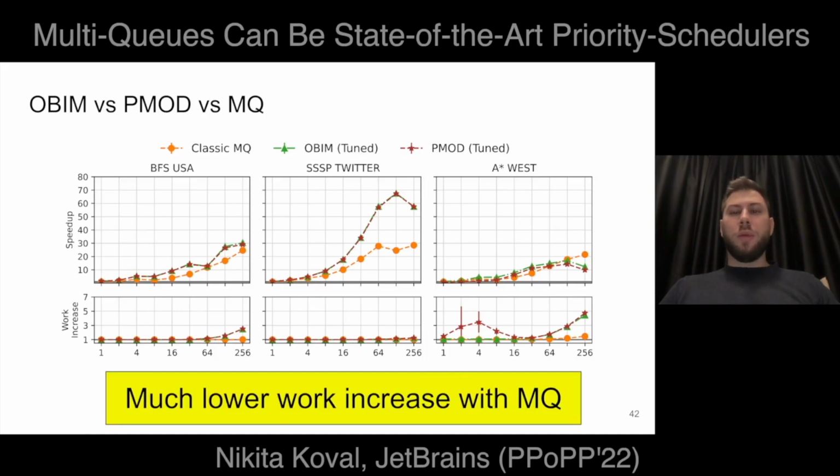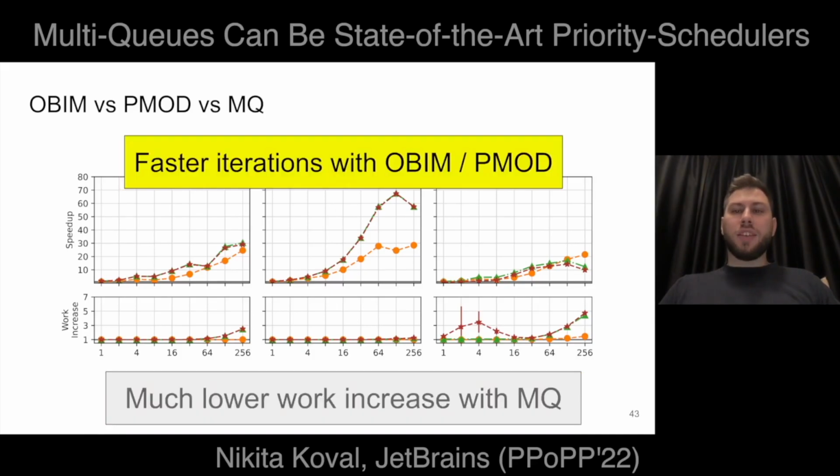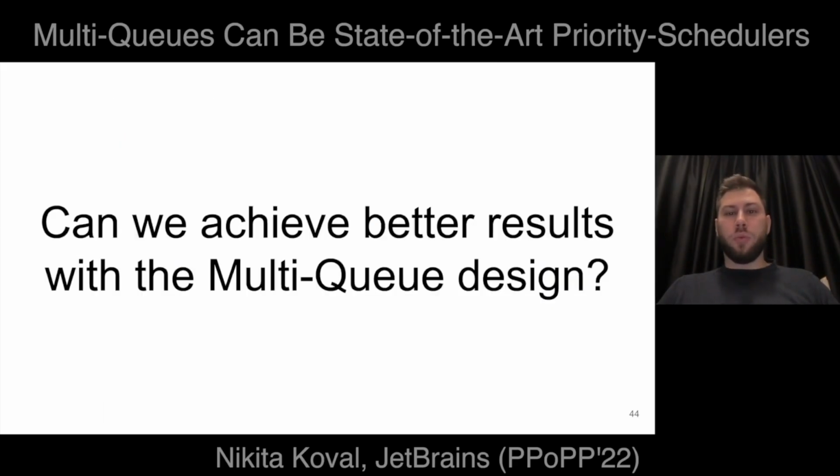First, with the multi-queue as the priority scheduler, the amount of wasted work is much lower. It's almost zero on these experiments. At the same time, the multi-queue is not efficient, and iterations themselves are much faster with the ABIM and PMOD priority schedulers. So, here is the main question of this work.